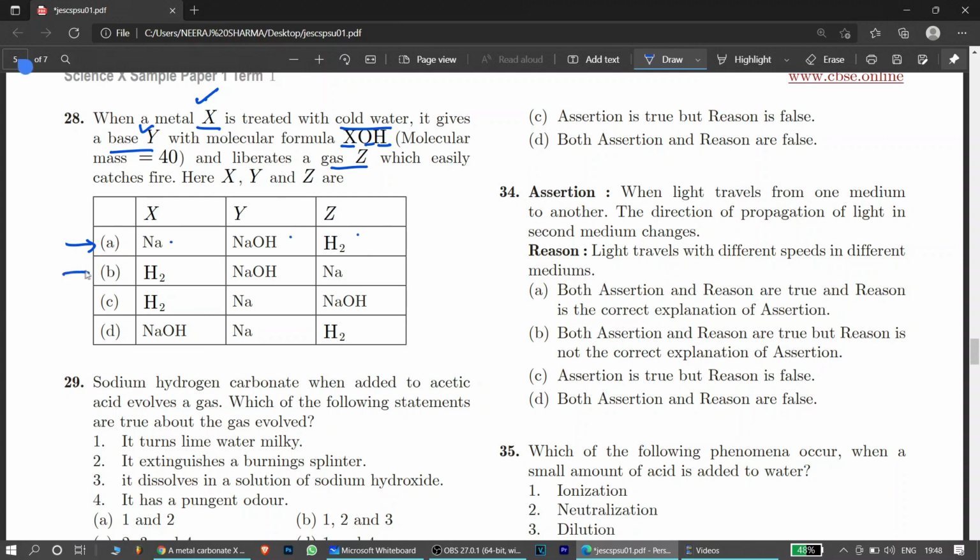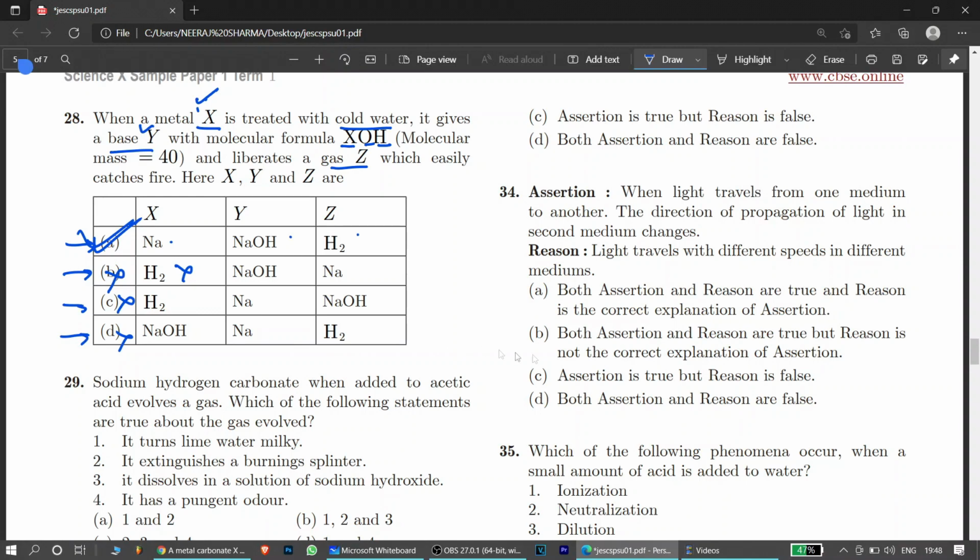In option B, X is a gas. So it is wrong. Option B is wrong. Here also X is given as a gas, and in this also X is given as a base, but X is a metal. So yeah, it is pretty simple. Option A is the correct option.